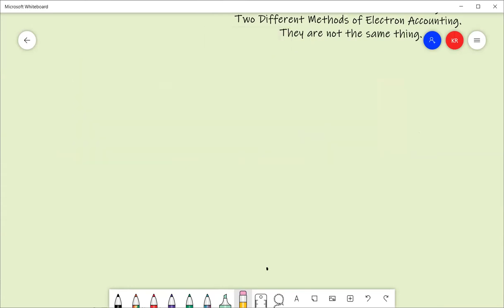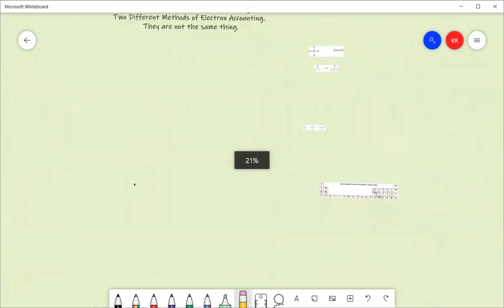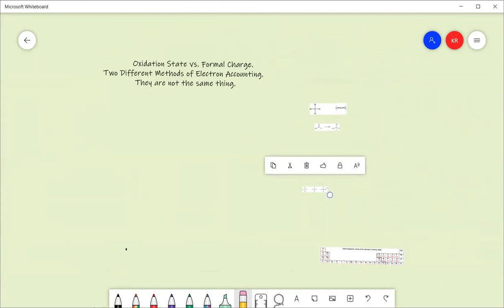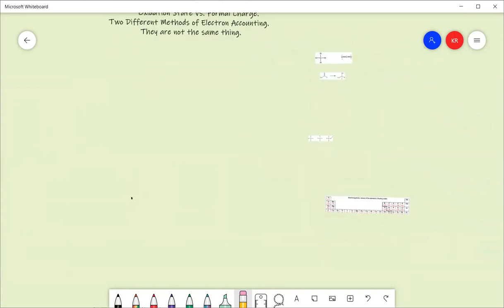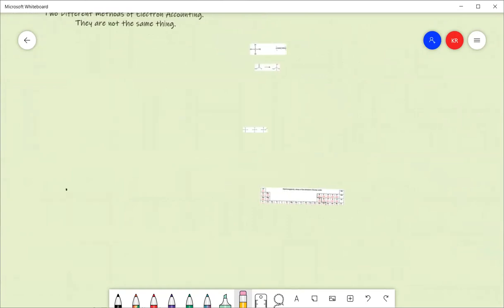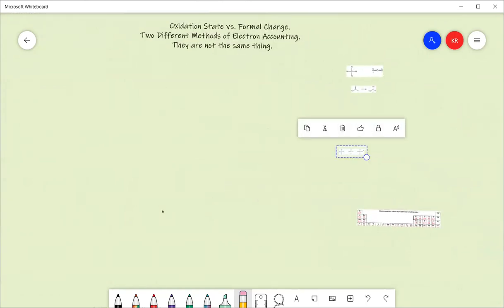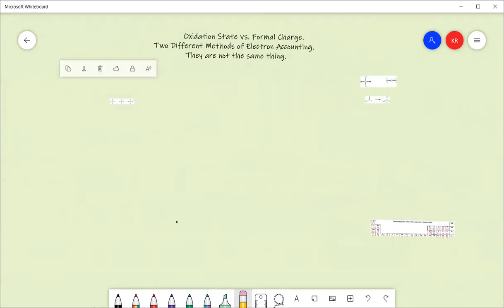And let me get rid of this. And I have one more example that I want to show you. And where did it go? Here we go. Whoops. Hello. Come up here. There we go.